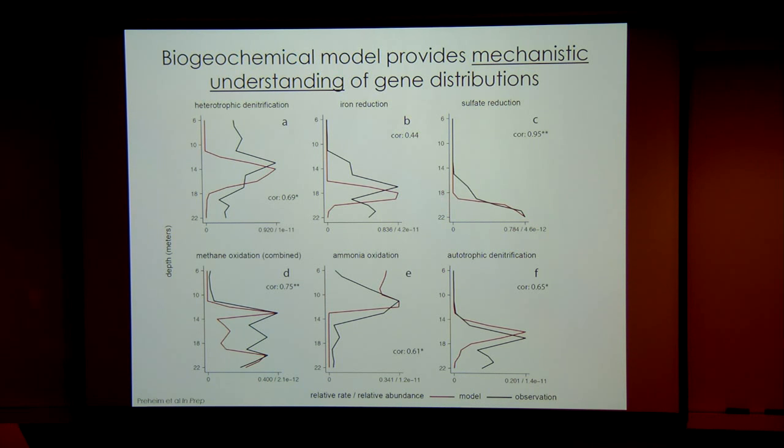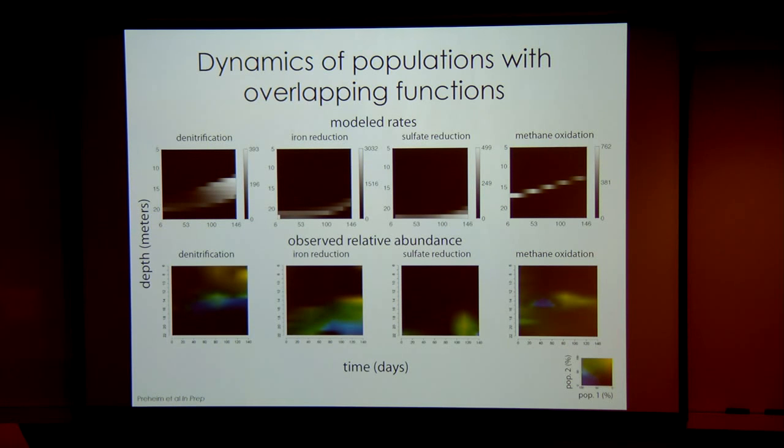So we have some sense that this model is working to help us understand factors that are driving the distribution of microorganisms in the sample. So that's one snapshot at a time, right at the very end. So let's look over time. How do the dynamics of these organisms change?